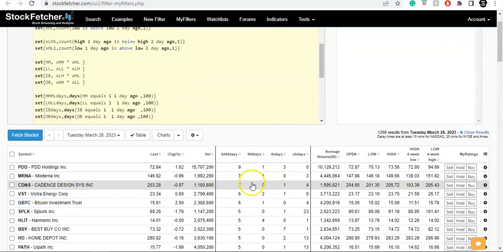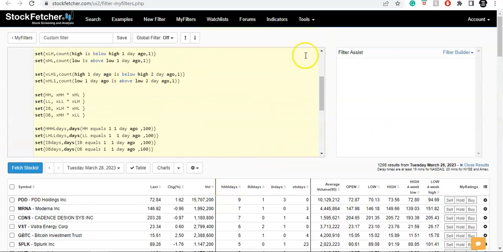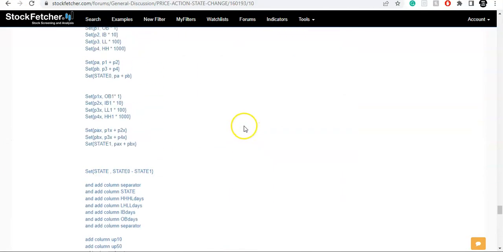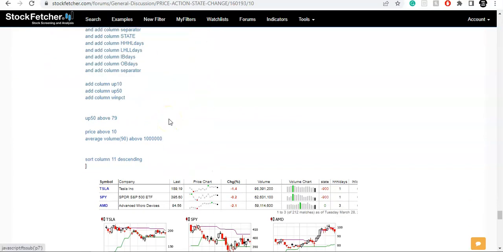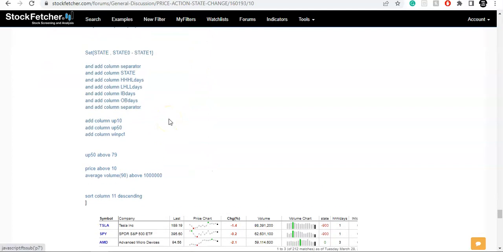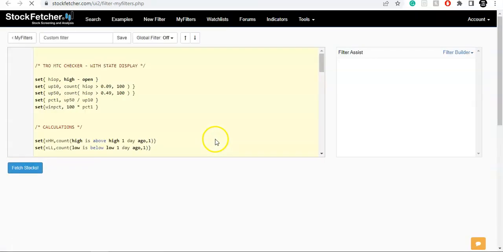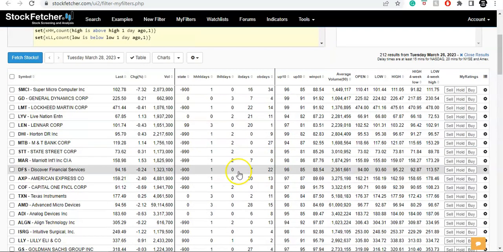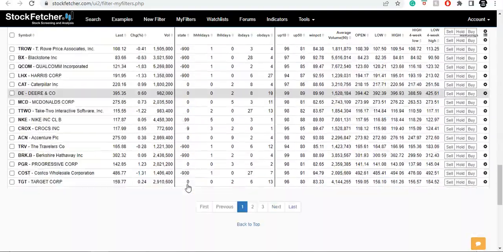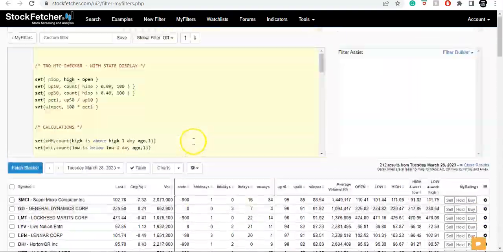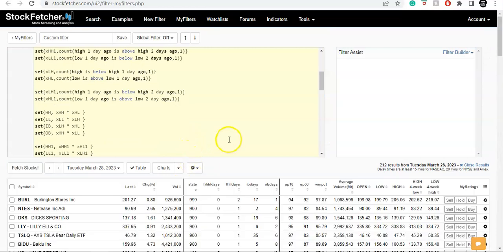So that's just one, and I also created some filters that show the state changes, an MCT checker with state display. And the state is when it shows the state change. So you can filter out, let me just see the stocks that have a state change. So anything other than 0 is a state change. And of course, if you want to, you can sort on that column.